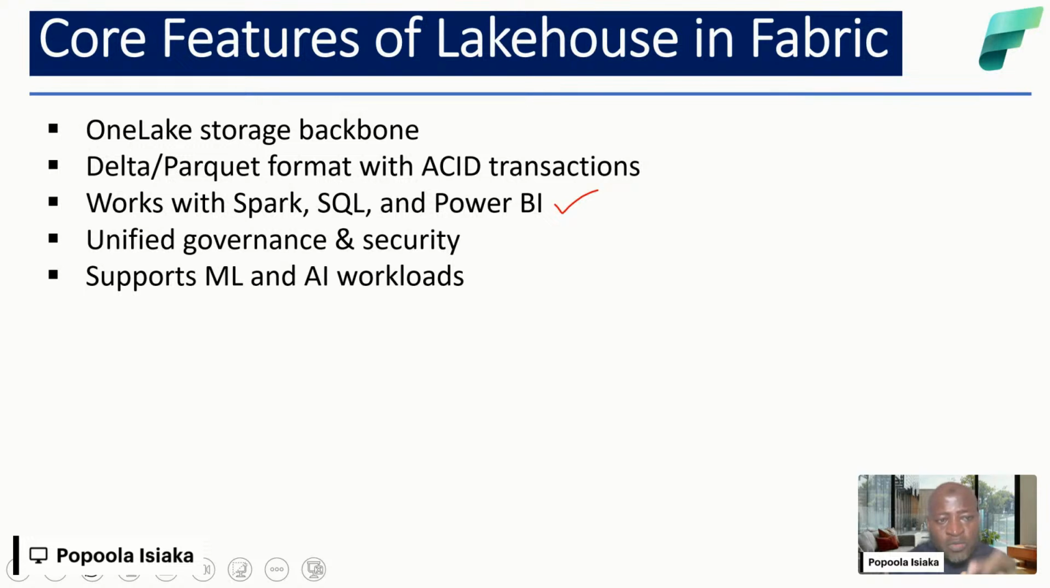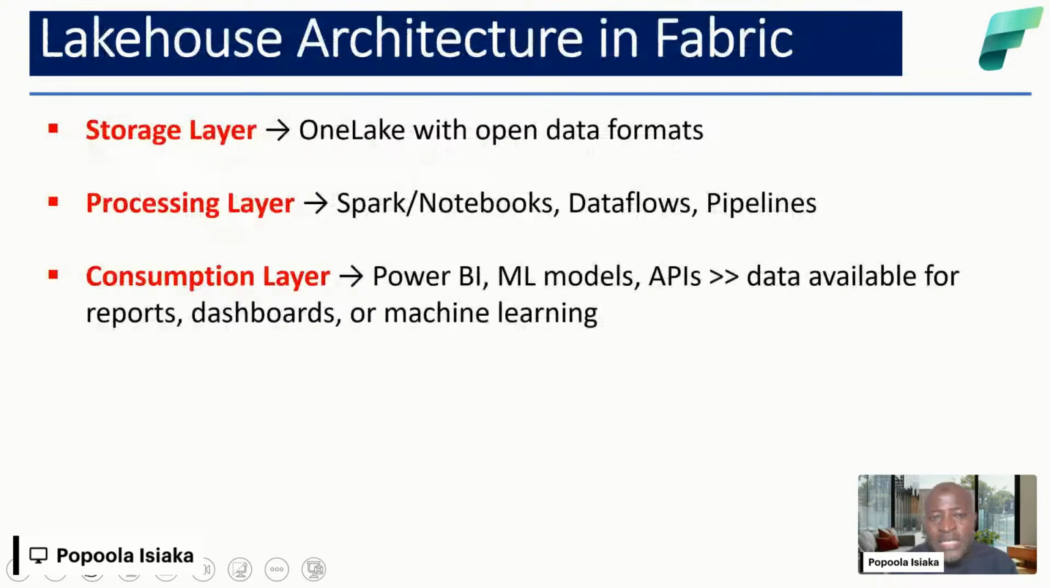We shall see some of these capabilities during the demo. All right, so in terms of data architecture, the Lakehouse has three levels: a storage layer, a processing layer, and a consumption layer.